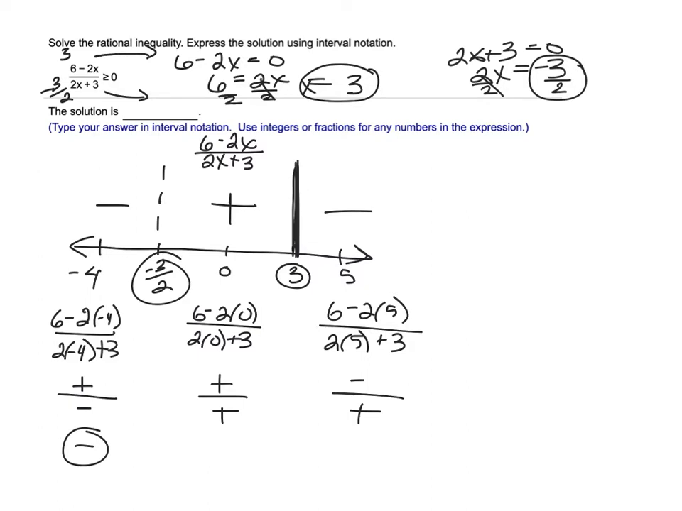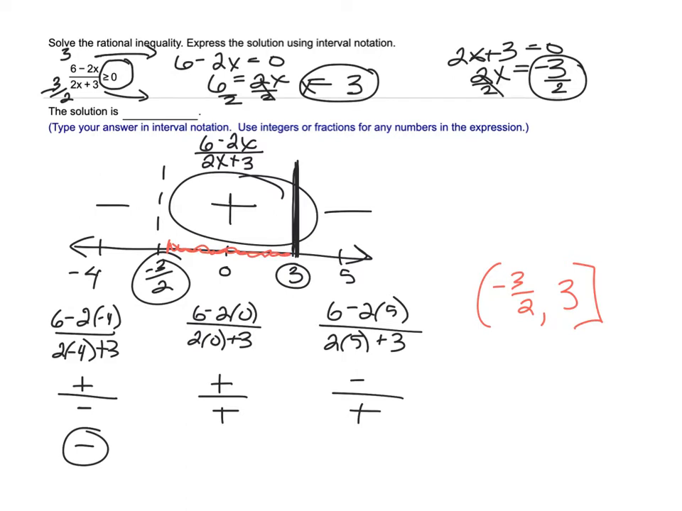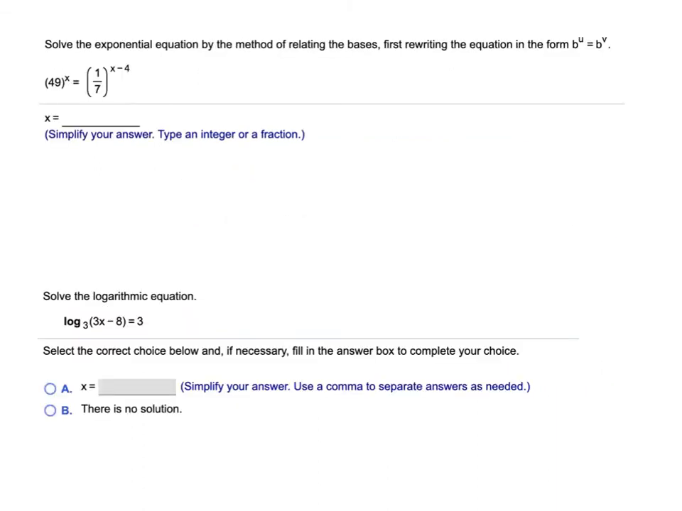The two negatives are the intervals that make this function less than 0. Positive makes it greater than 0. So since I'm looking for, up here in the problem, greater than 0, the positive is what my answer is going to be. So my answer is going to go anywhere in this little area right here. And my answer will be negative 3/2 to 3. Remember, a parenthesis because of the dotted line, right? And a bracket because of the straight line. This is my answer.